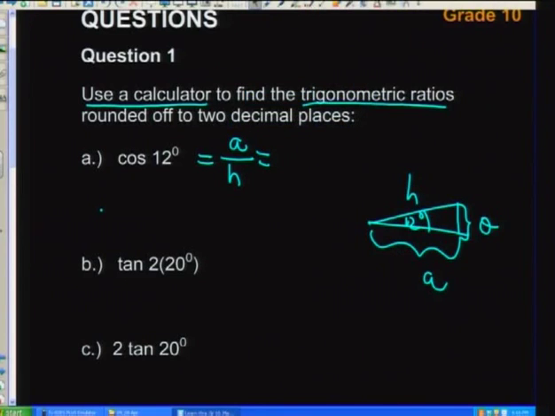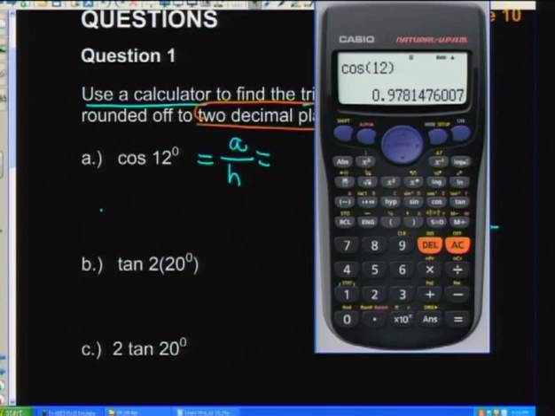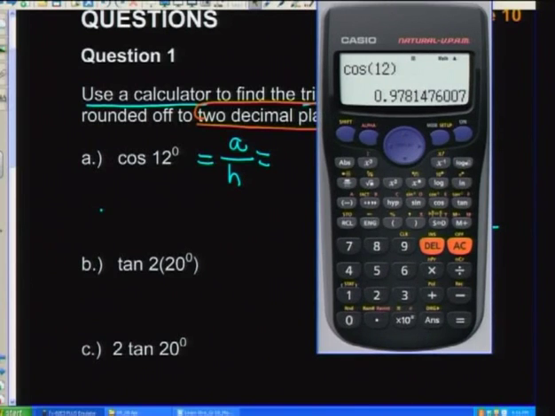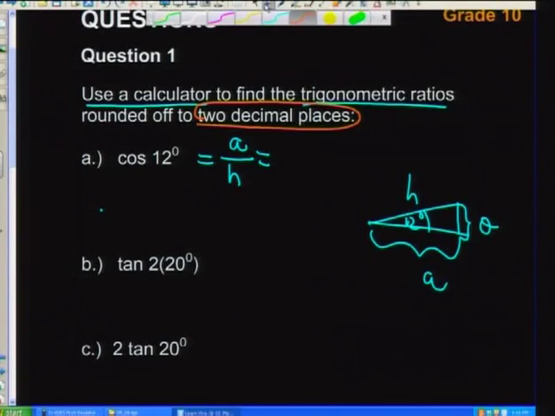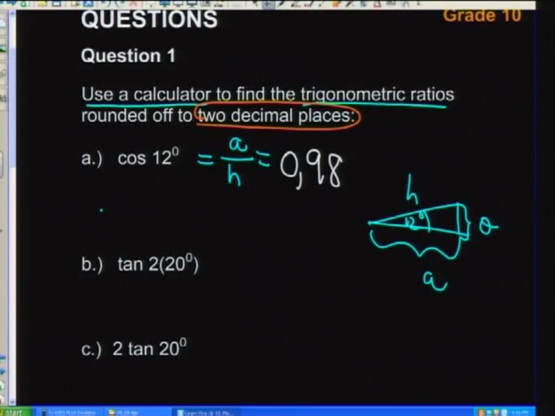Right. Round it off, and then it's specifically saying, let's round it off to 2 decimal places. To 2 decimal places, can you see? It would be 0,98. So I'm using my calculator as opposed to my triangle, but I'm giving you an understanding of what this cos 12 degrees would actually mean with a picture.